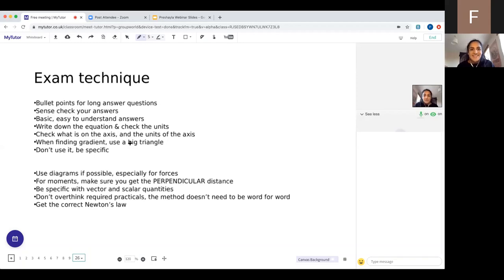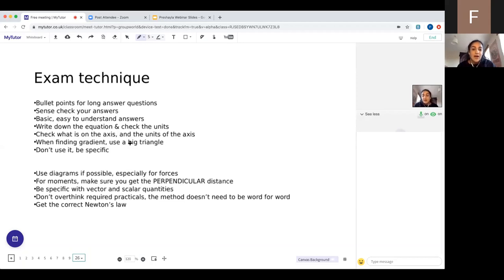Okay, so in the setup on the required practical, let's say you put the air track down first, then you put the mass on top, or you put the light gates first, then you put the mass carrier on. That does not matter. So don't stress about them too much. Although you have done them in school and you have been given a method, it does not need to be word for word. And finally, get the correct Newton's law.